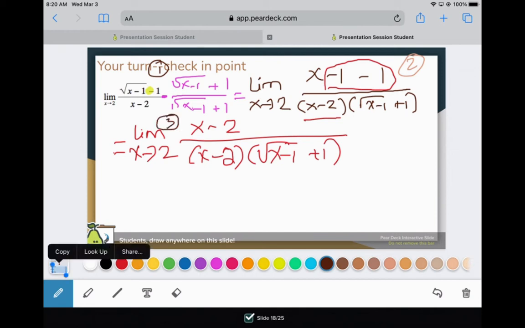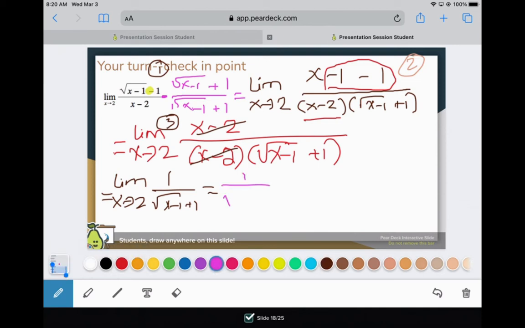I'm going to cross out the common factor, right? That is good. So now what I have is the limit as x approaches 1 of 1 over the square root of x minus 1 plus 1. Right, so I simplify. Now I have nothing else to simplify further. So I'm just going to do direct substitution, which is going to be 1 over the square root of 2 minus 1 plus 1. So the square root of 1, that's 1, sorry, plus 1. So that's 1 plus 1, this gives you 1 over 2.